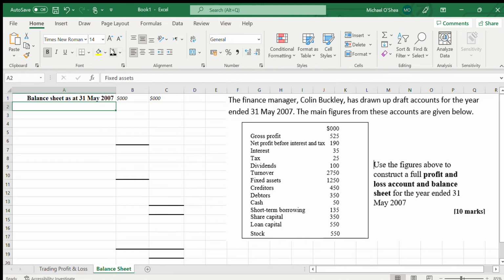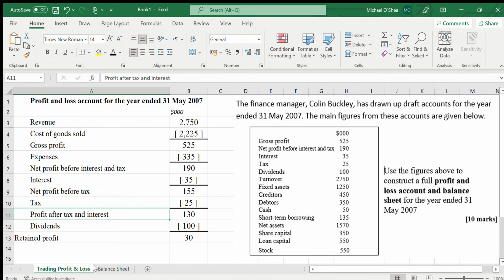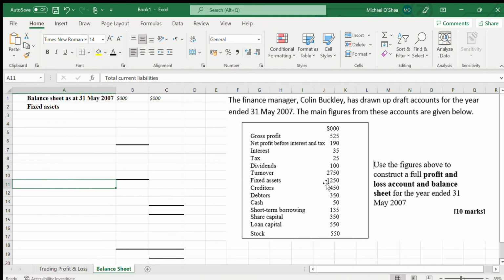Okay, the very first thing you have to remember for a balance sheet is you start with long-term assets, which are fixed assets, sometimes called non-current assets. My fixed assets here are 1250. This is the same information as the last question. So 1250 is going to be my fixed assets, and I put that in there.